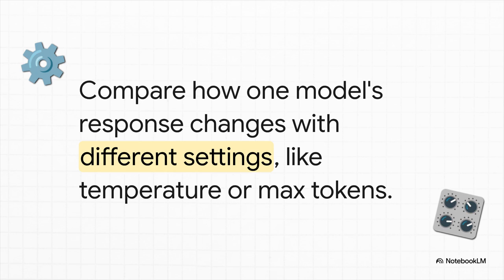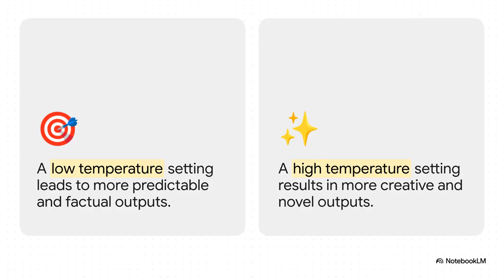But here's the thing. It's not just about pitting different models against each other. You can also see how a single model's personality changes when you start fiddling with its settings. This is how you really dial in the exact kind of output you're looking for. Take this temperature setting, for example. Keep it low, and the model plays it safe. It gives you very predictable, factual answers. But if you crank that temperature way up, well, the model gets a lot more creative, a little more adventurous, and might give you some ideas you weren't expecting.